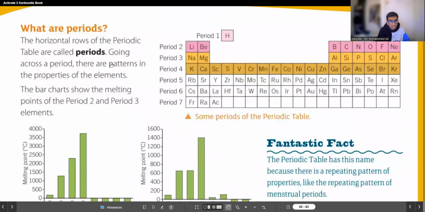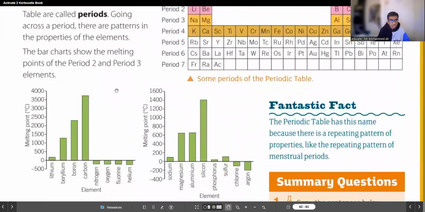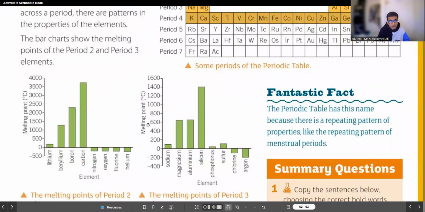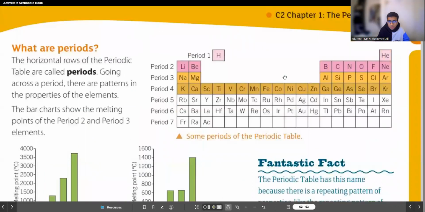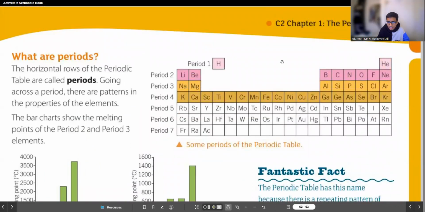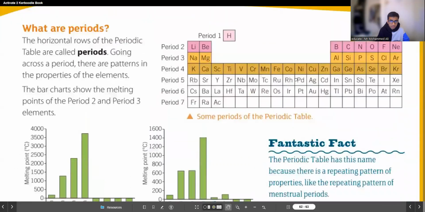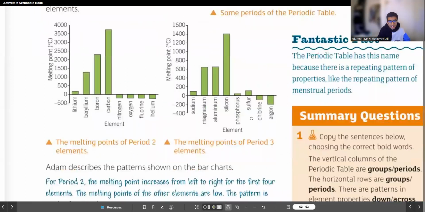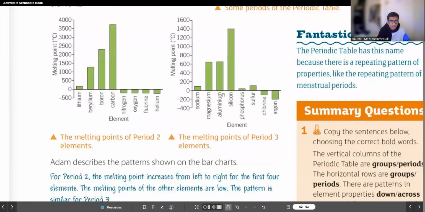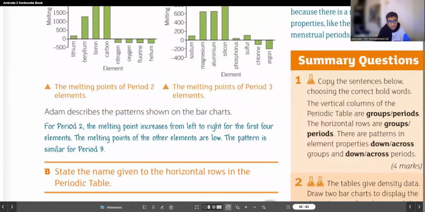Going across the period, there are patterns in the properties of the elements. These two bar charts show the melting points of period 2 and period 3: period 2 from lithium all the way to neon, and period 3 from sodium all the way to argon. Adam describes a pattern shown on the bar charts. For period 2, the melting point increases from left to right for the first 4 elements, and the melting points of the other elements are low. The pattern is similar for period 3.